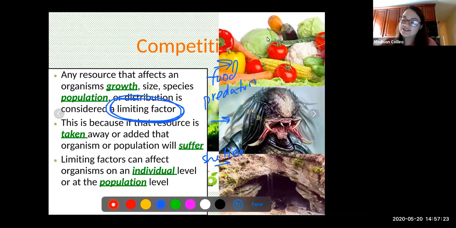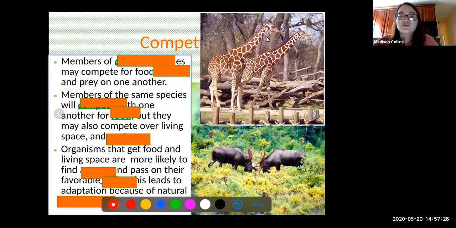All right, and moving on. We've got some more competition examples here. Members of different species may compete for food, space, and prey on one another. It's kind of what we just talked about. There's going to be some competition for resources.